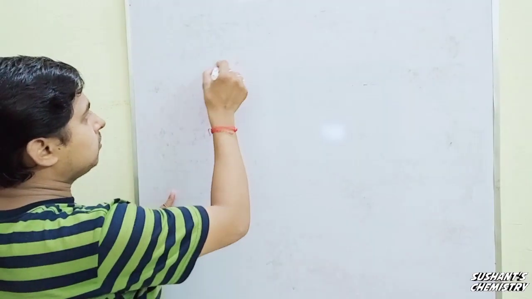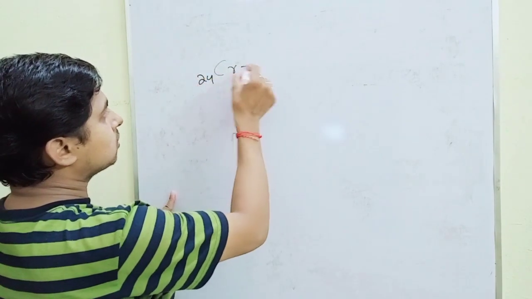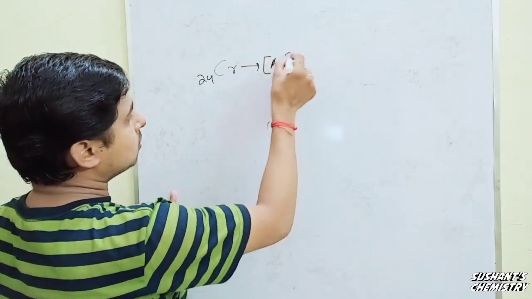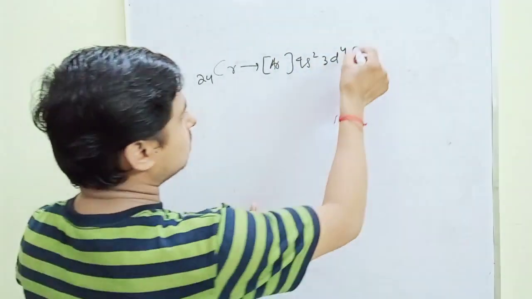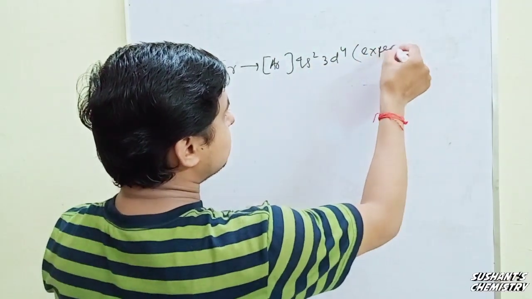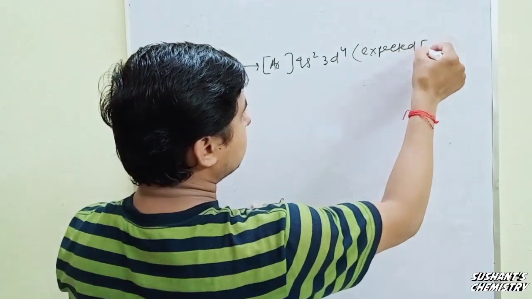Now discuss the electron configuration of copper and chromium. Okay, chromium, atomic number 24, argon 4s2 3d4. This is the expected electronic configuration.